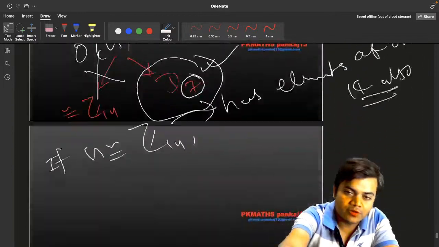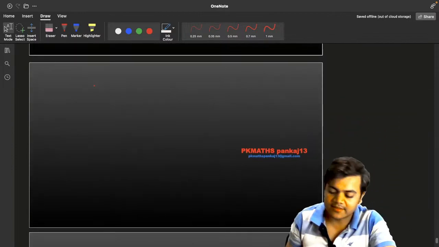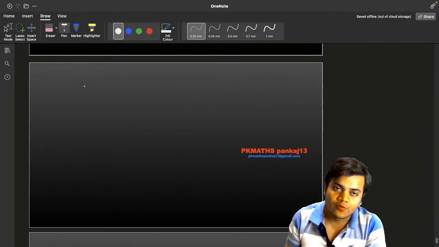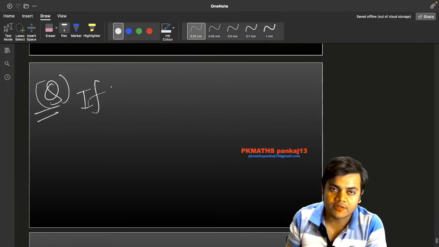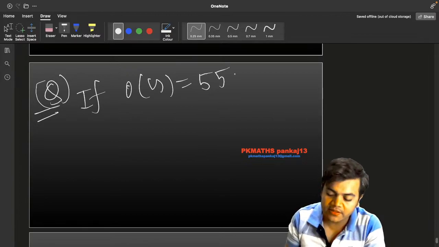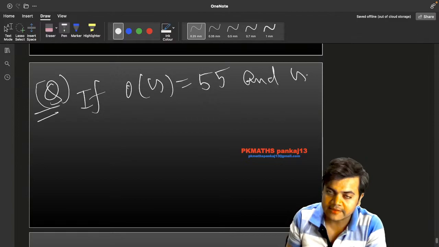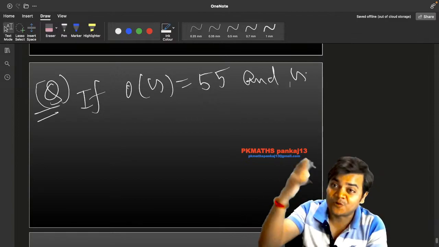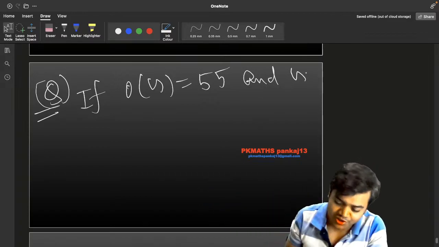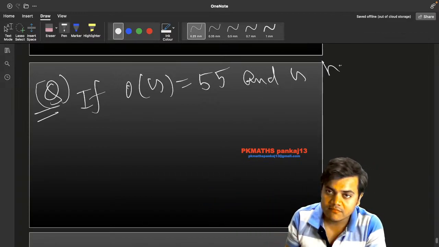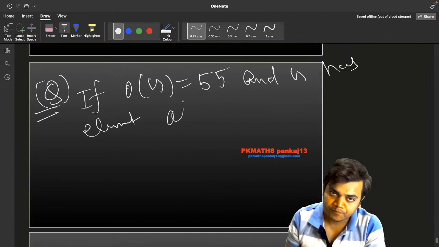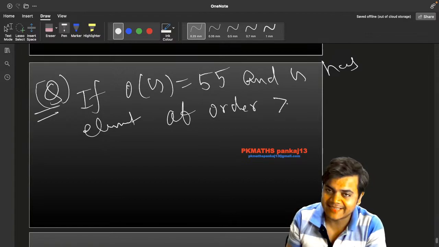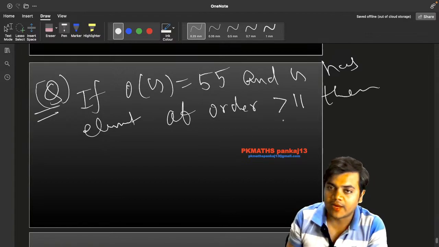Now I'm going to give you a homework problem that has also been asked in CSIR NET, and tomorrow we will come up with the solution. What is the question? If the order of G is 55, and in the previous question it was given that G has no elements of order greater than 7, but in this question G has an element of order greater than 11.